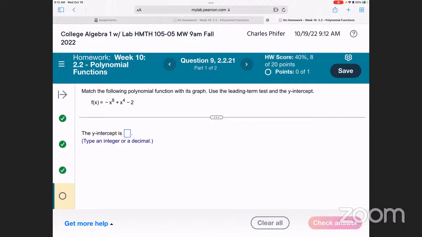We got this negative x to the 8, right? So if we just focus on the leading term, the leading coefficient is what? Negative. So that means our graph goes down to the right. And the degree of this polynomial is 8, which is even. So that means the other side does the exact same thing. So this graph should fall to the right and fall to the left. The y-intercept, if we set x equal to 0, is going to be -2.